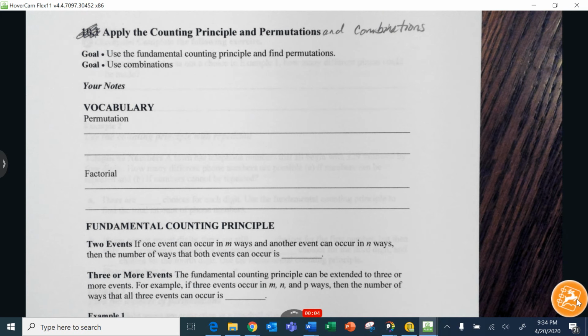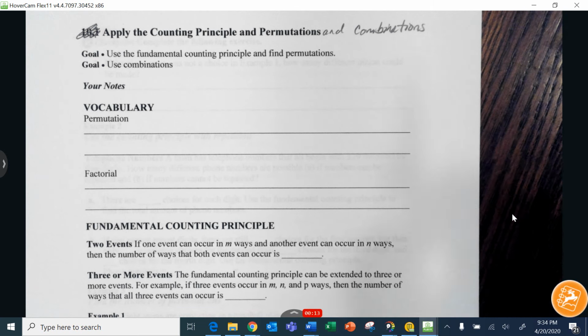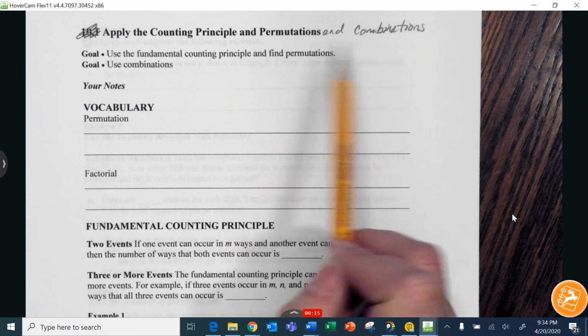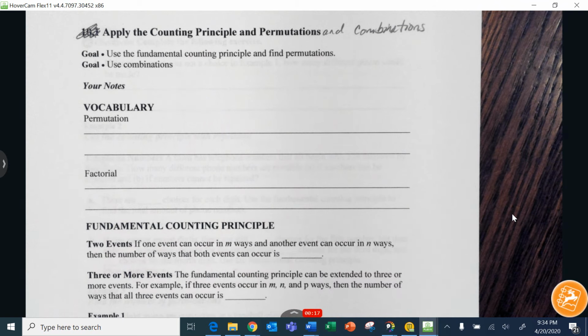Hello. So today's notes, we are going to learn about the counting principle. We're going to learn about permutations and combinations. Your heading should look different than mine because I printed mine out before I made the heading look nice.